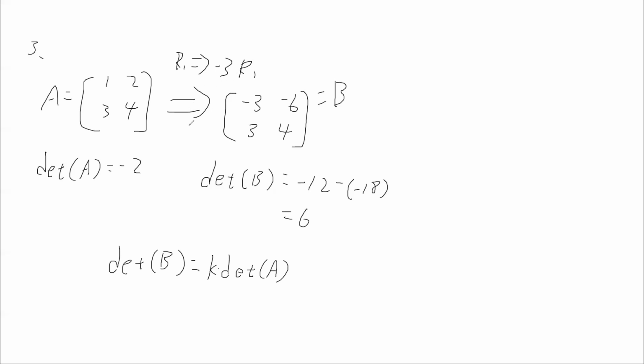Okay, so that's the 3 elementary row operations. The first one, when you multiply and add, does not change the determinant. The second one is when you interchange rows, you get opposite determinants. And the last one, when you multiply a row by some constant K, the determinant also gets multiplied by that constant K.